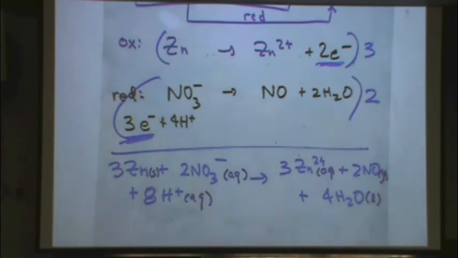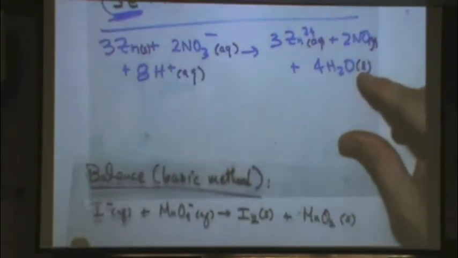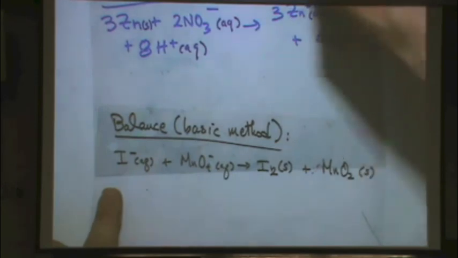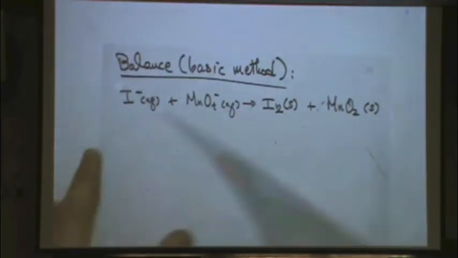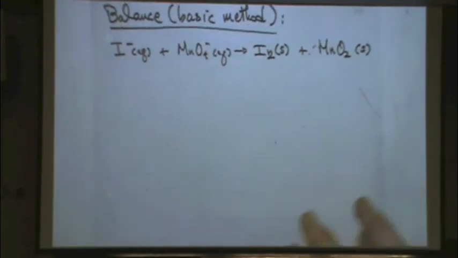Yes? Why is zinc a solid here? Because it's a metal. Why is it aqueous here? Because it's an ion. The charge causes it to be a totally different state. What did the charge do? That's what changed the state. So you have an ion, it has to be aqueous.